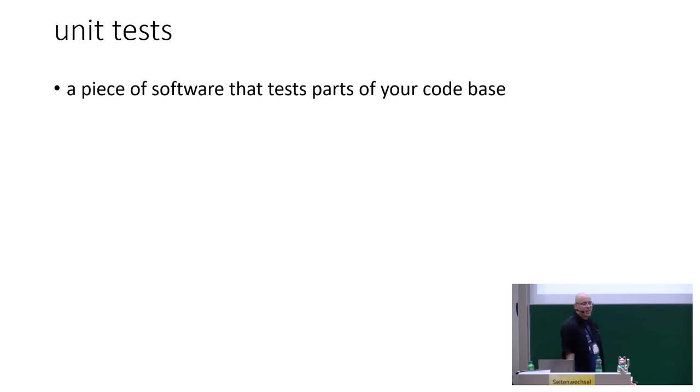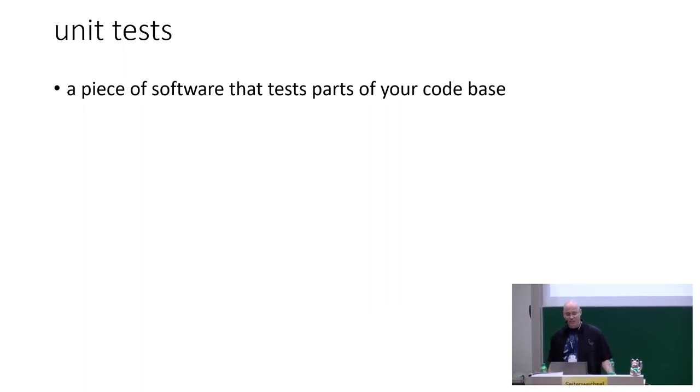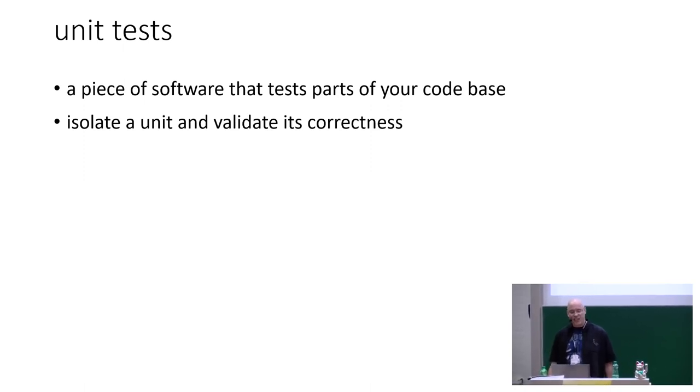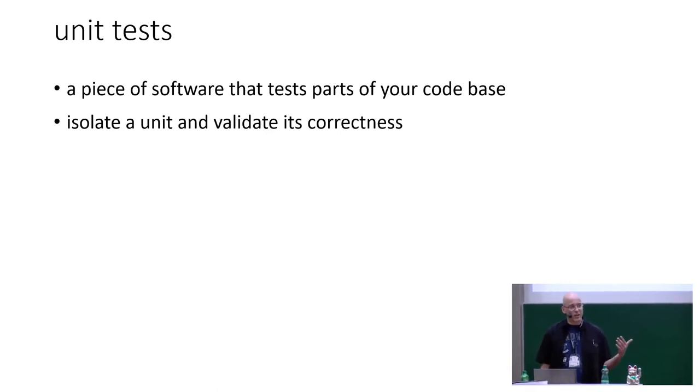Then the first thing we need to discuss, before actually we talk about faking tests, is that we need to have a clear understanding about what we need to test, so about unit tests. So what are unit tests then? A very basic formulation would be a piece of software that tests part of your code base. That's a unit test. If you want to have it a bit more precise, you could formulate that you isolate a unit and validate its correctness. A unit could be a function in your source code, and you want to make sure that it is working.